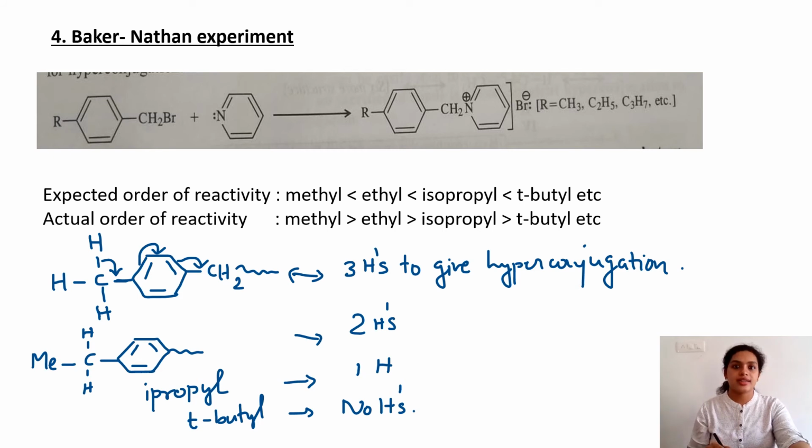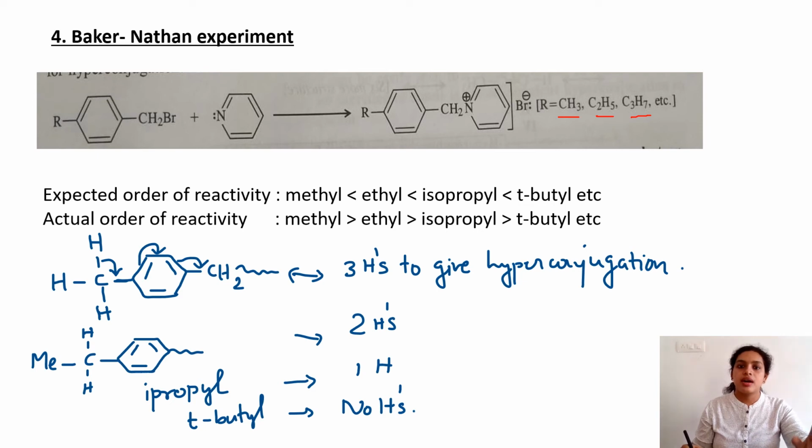And the fourth and last application is the Baker-Nathan experiment. Baker and Nathan conducted an experiment. They have taken benzyl bromide, and this is benzyl bromide by omitting this alkyl group, and they have fixed different alkyl groups at the para position such as methyl, ethyl, isopropyl, tertiary butyl, etc. And they studied the reaction mechanism and the rate of the reaction.